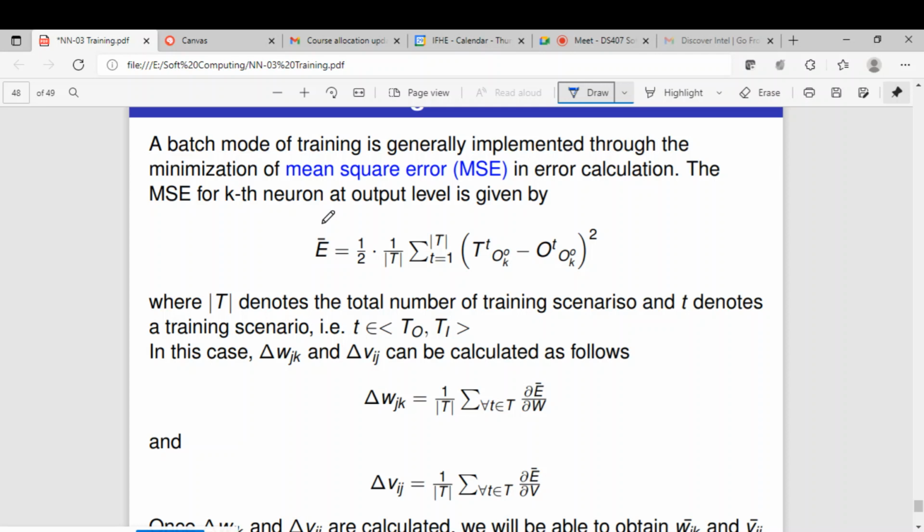So what does this mean? This is nothing but the change in, so this is wjk, not ij. So this is the change in the weight jk. So how much the weight is going to change, right? This is the new weight. I mean, how much should be added to the old weight. So that is what del wjk is.